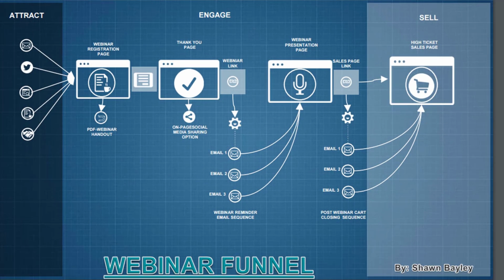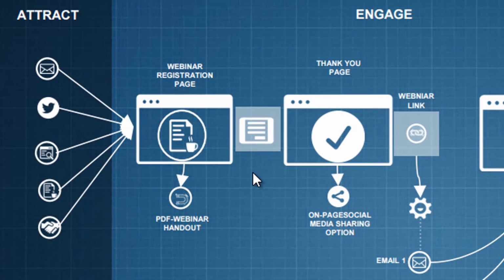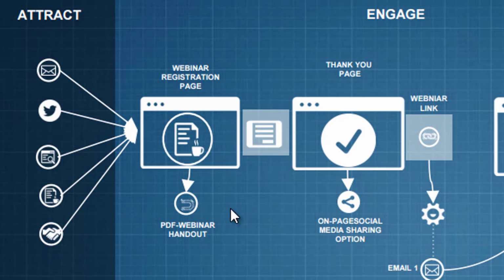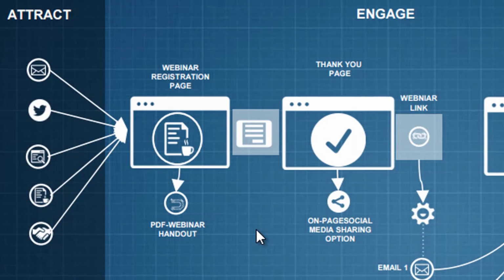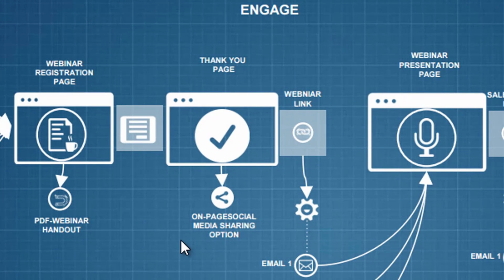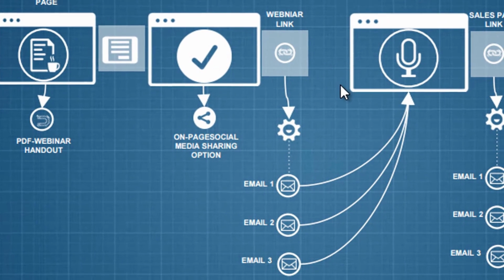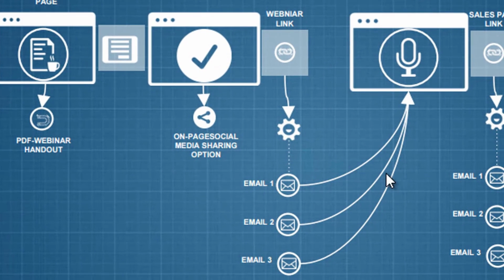So the next one that we'll look at here real quickly is my webinar funnel. When they opt in, automatically they get sent a PDF webinar handout that's got basically an outline of the course and kind of intensifies and builds desire to show up and be a part of the webinar. On my thank you page, I've got again an on-page social media sharing option so that I can get essentially more free traffic for my webinar funnel. And then the additional automation that I have is that after they've opted in for the webinar, they're going to get a series of emails to remind them to attend the webinar.